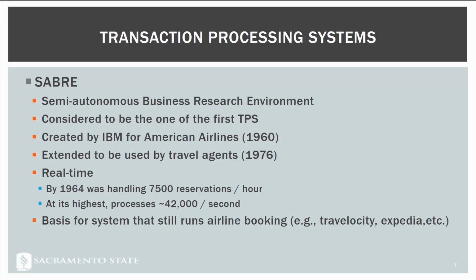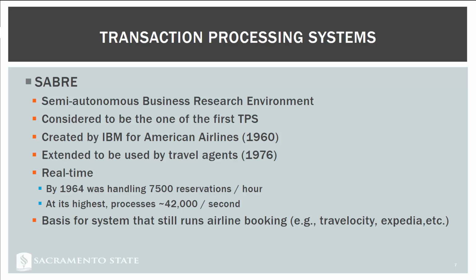So the very first transaction processing system is actually quite old at this point. It has a really cool acronym, SABRE, but a really terrible name. Stands for Semi-Autonomous Business Research Environment. It was created by IBM in the early 60s, and it was kind of the showcase for IBM's mainframes, which we've already talked about. So this is a system that was created for American Airlines, and then later it was used external to the company, and they allowed it to be used by travel agents, and then it's further expanded for that.